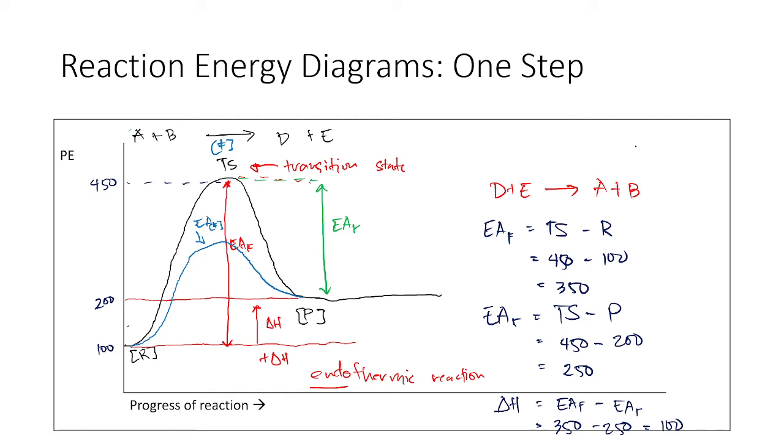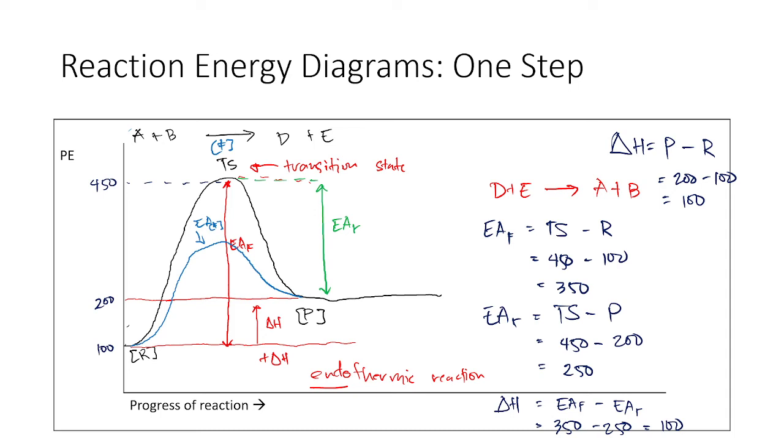So actually, there is another way in which we can compute for the enthalpy. Delta H is just equal to the energy of our product minus the potential energy of our reactants. As you can see here, we have 200 minus 100, which is equal to 100. Both of those computations are equal. Okay, so that is our one-step reaction energy diagram. All right.